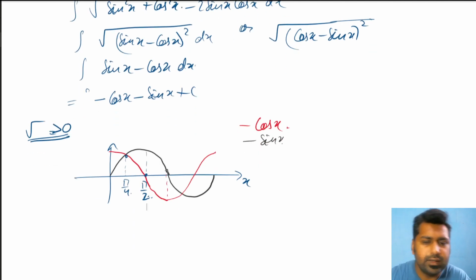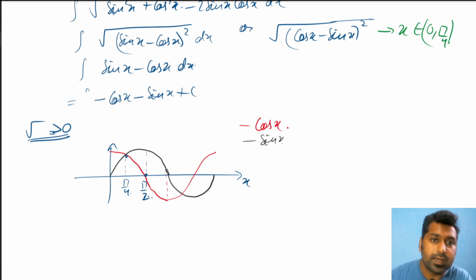So if the interval is, this is correct. So you look at 0 to pi by 4. In 0 to pi by 4, cos is above the sine, means value of cos is more than sine. That means this expression is correct for x belongs to 0 to pi by 4. And this expression is correct for x belongs to pi by 4 to pi by 2.